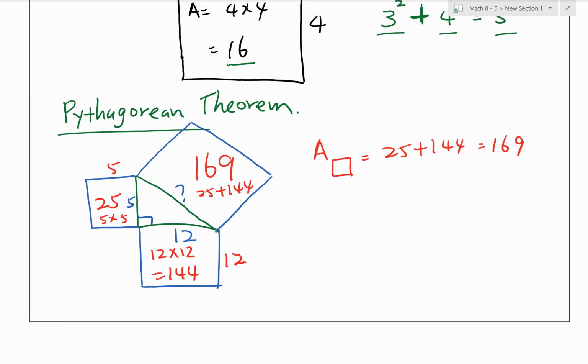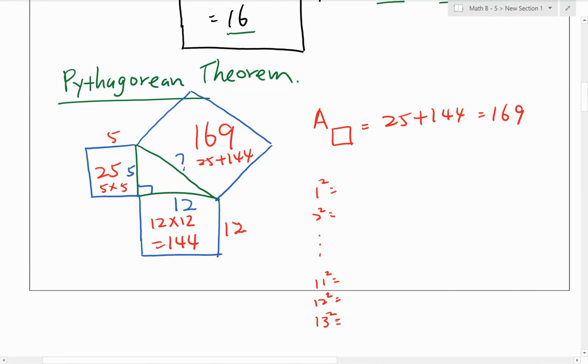So then how does this help me with finding this hypotenuse side? Well, if you just list out all the perfect squares, like 1 squared, 2 squared, and so on, let's say 11 squared, 12 squared, and 13 squared. If you list them out, that's 1, that's 4, and so on. This is 121, 144, and 13 squared is actually 169. So then we can tell this is actually 13 for the length of the hypotenuse, again based on the Pythagorean theorem.